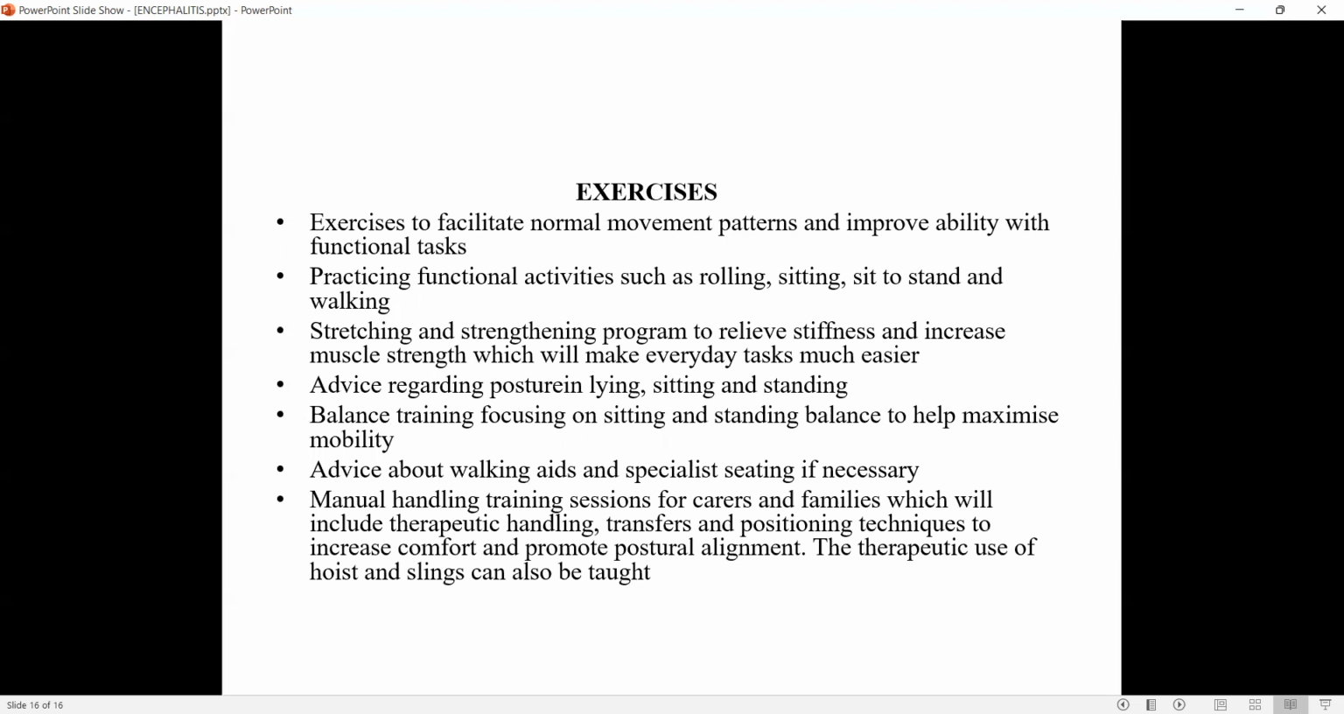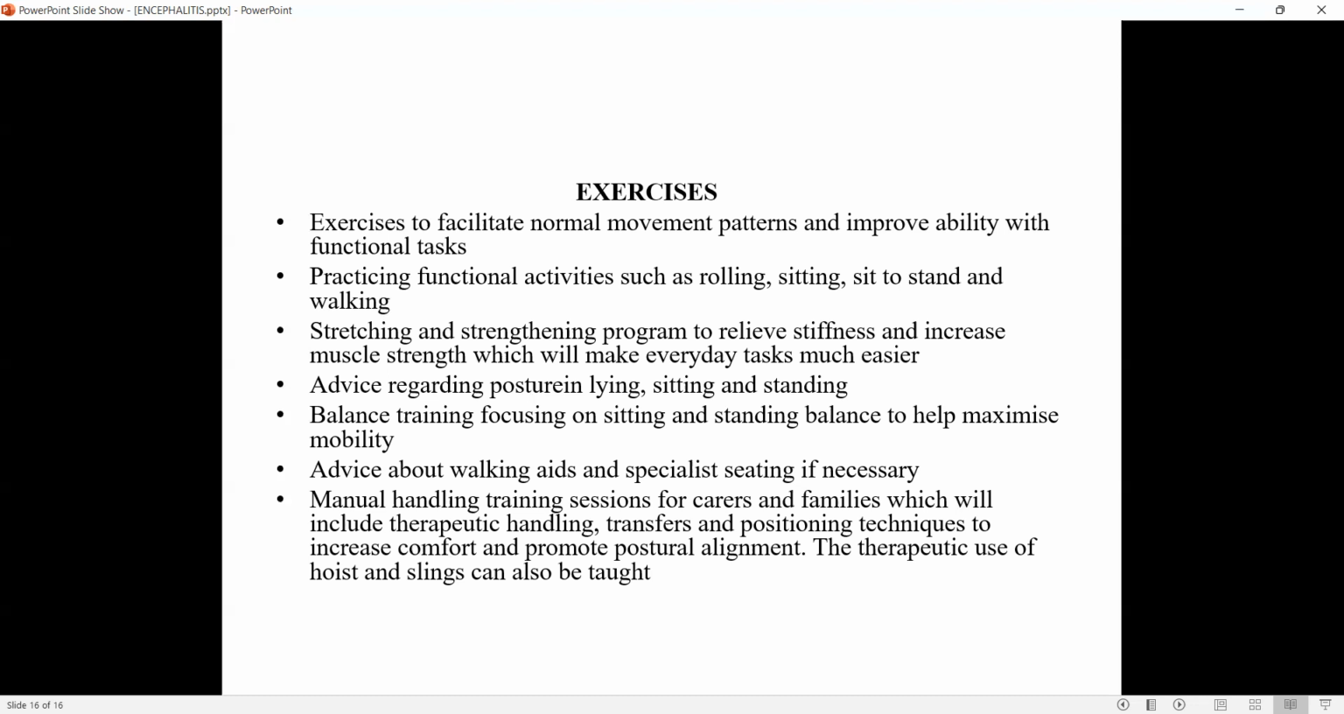Exercises. Exercises to facilitate normal movement patterns and improve the ability with functional tasks. Practicing functional activities such as rolling, sitting, sit to stand, and walking. Stretching and strengthening programs to relieve stiffness and increase muscle strength, which will make everyday tasks much easier. Advice regarding posturing, lying, sitting, and standing.